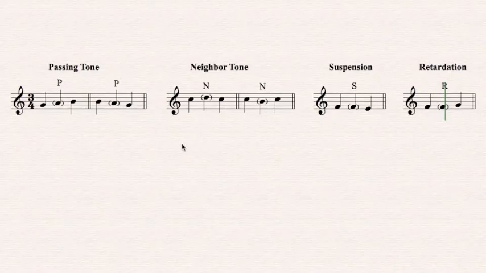This is just a brief introduction to Chapter 11 to show you what we are going to do, and then there will be videos that follow that go into detail. We're going to study 4 non-chord tones: the passing tone, neighbor tone, suspension, and retardation. Here are the abbreviations for the non-chord tones. Passing tone is P, neighbor tone is N, suspension is S, and retardation is R.